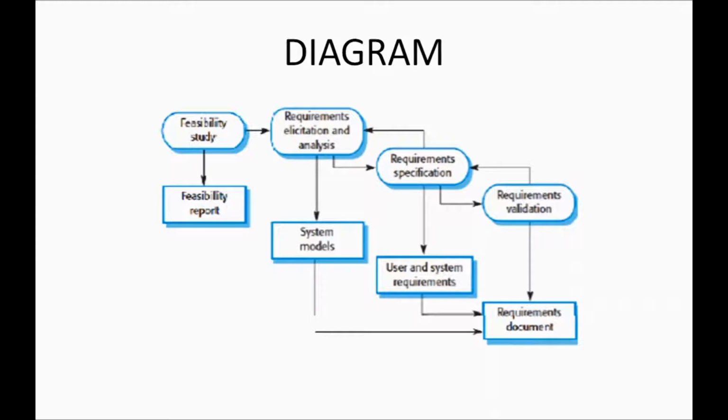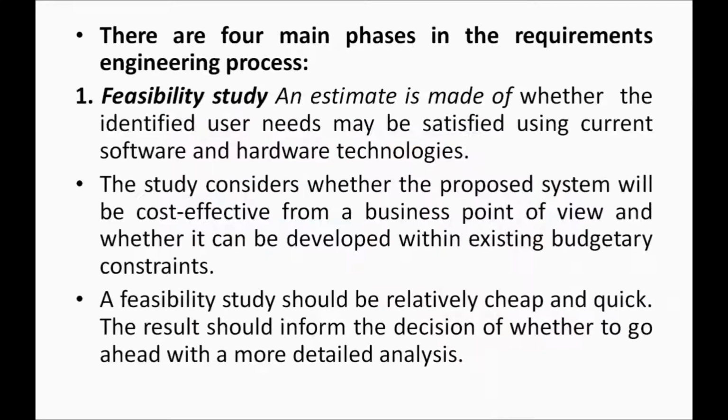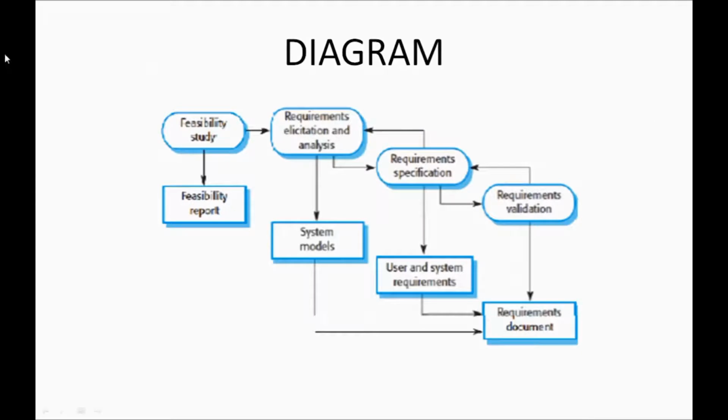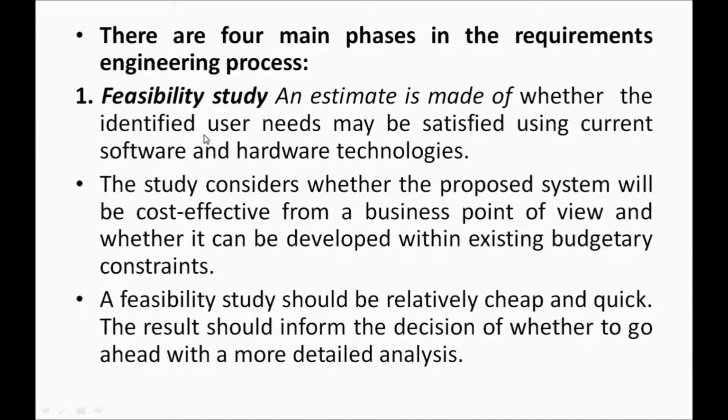So there are 4 steps actually in this requirement engineering process. The first step is feasibility study. You can see the first step is what? Feasibility study. So in the first step, what do I have to do? Directly I can't collect the requirement, right? I have to do the feasibility study.